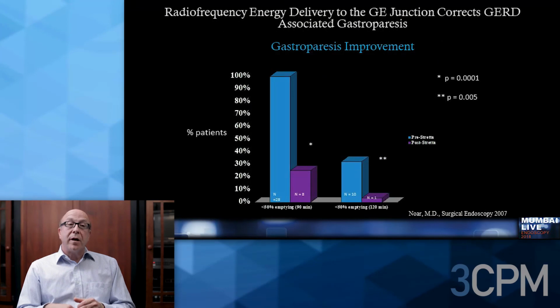In this particular slide, this is yet another depiction of the same thing. The difference is that we're looking at the percent emptying at 90 minutes on the left-hand side of the bar graph and the percent emptying at 120 minutes. And you can see that in the post-correction of reflux period, a significant improvement in 3 cycle per minute activity in these patients and improvement in their gastroparesis.